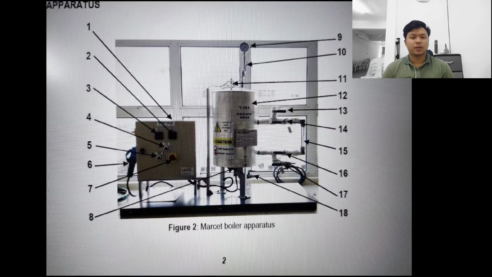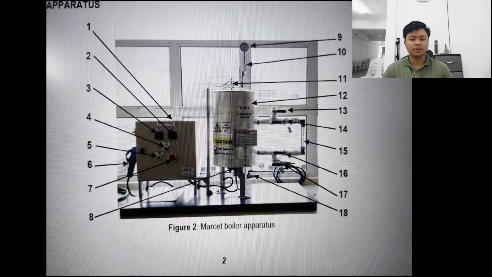Okay, next we go to the apparatus. We can see in the figure the MARCET boiler apparatus. Number 1 is the control panel. Number 2 is the steam pressure indicator. Number 3, steam temperature indicator. Number 4, heater switch. Number 5, power switch. Number 6, power cable.